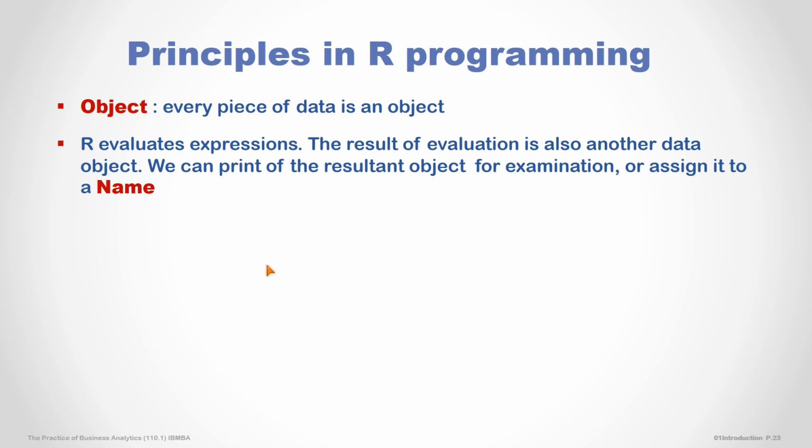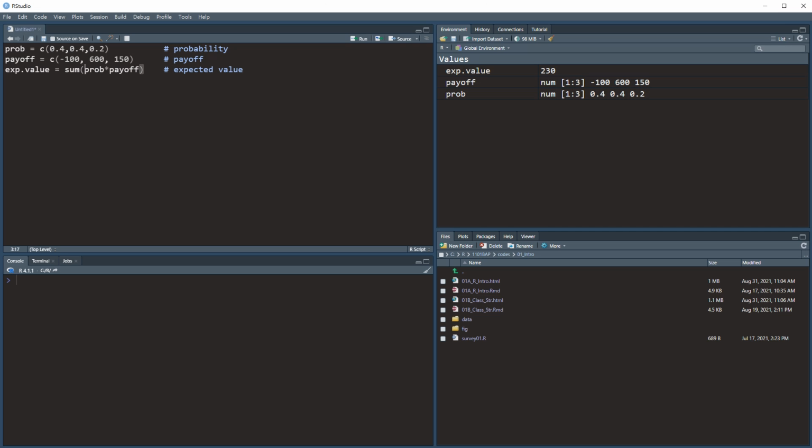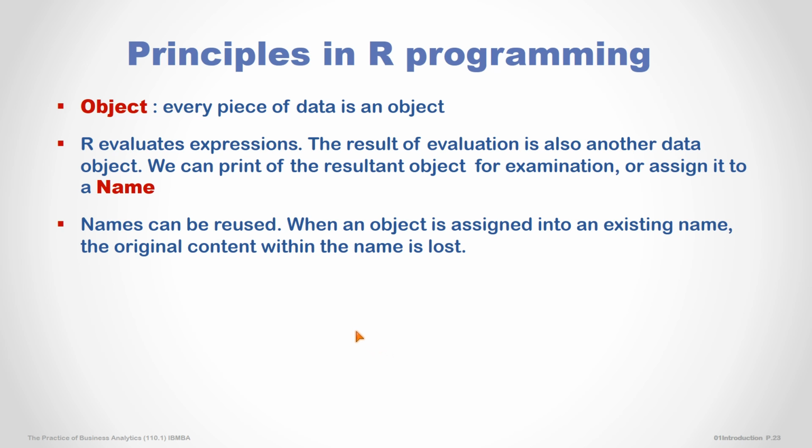The second principle in R programming is about object names. As I said, if we simply put in an expression, R will evaluate the expression, the result will be printed out in the console, and then the result is lost. So if we want to keep the result of the expression, we will have to put it on the right-hand side of an equal sign. In this way, we can keep the result in this object name. In R, the object name can be reused. And of course, if you reuse the name, the existing content that's stored in the name is lost.